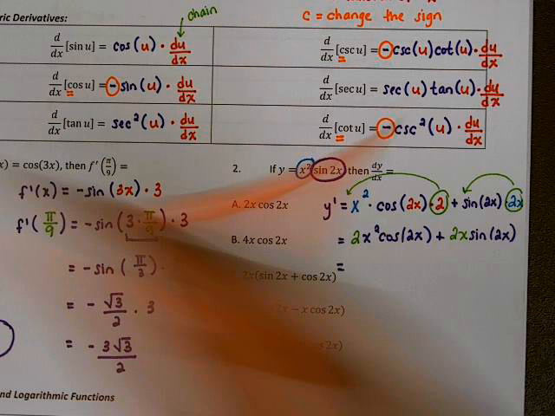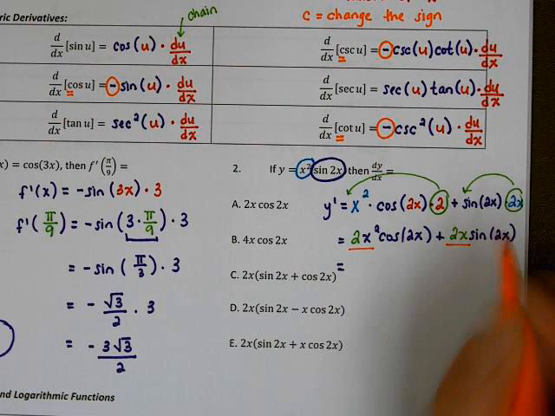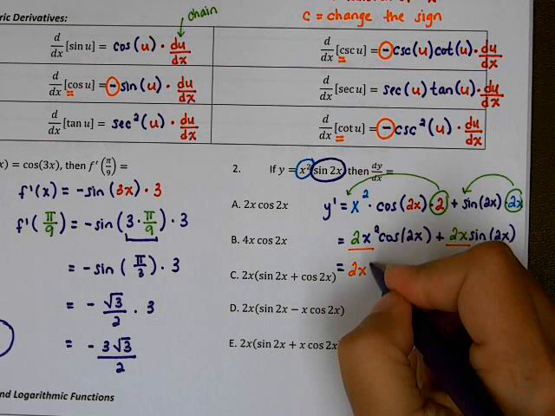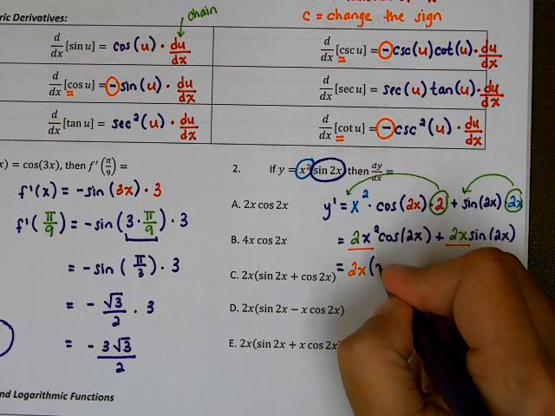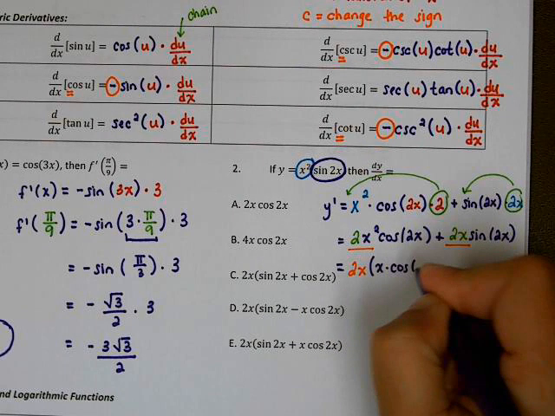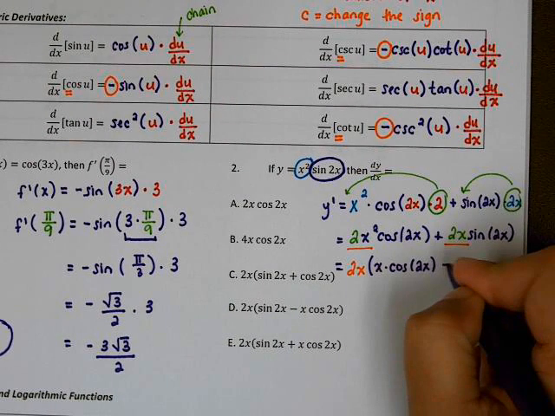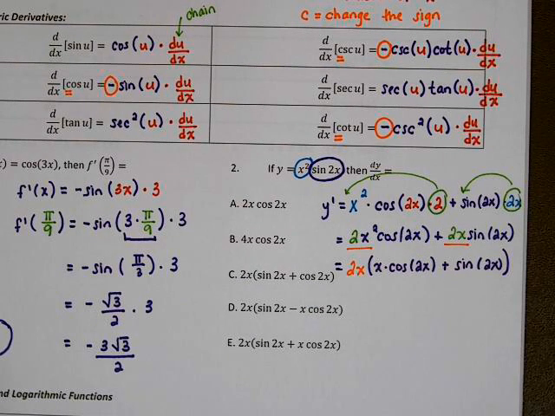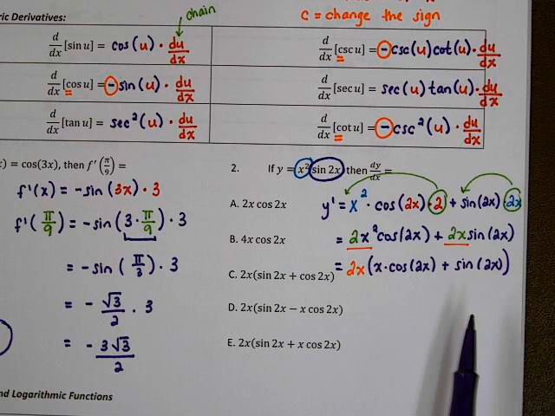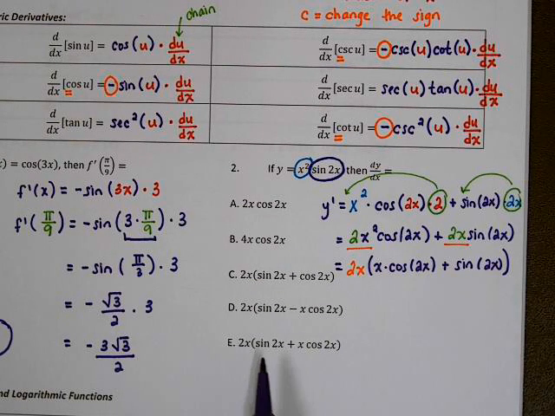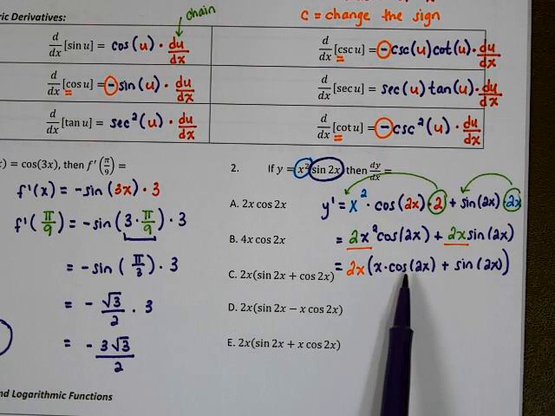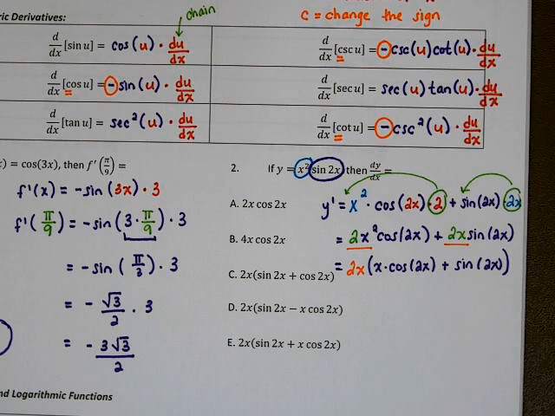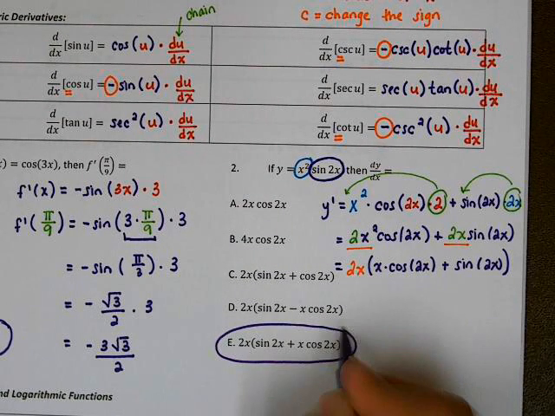Both of these terms have a common factor of 2x. So I would take out the 2x and I would write down what's left. What's left in the first term is x times the cosine of 2x. And the second term is just sine of 2x. Now, once I've done that, I can see that that matches option E. The only difference is that in option E, the x cosine of 2x and the sine of 2x are flip-flopped inside the parentheses, which is totally okay because it's an addition problem.